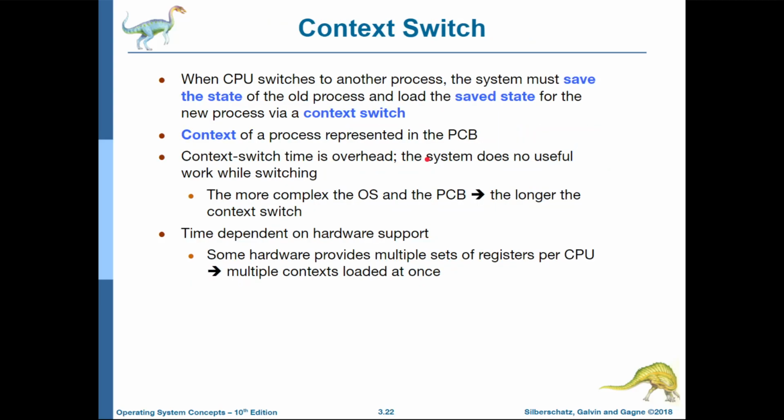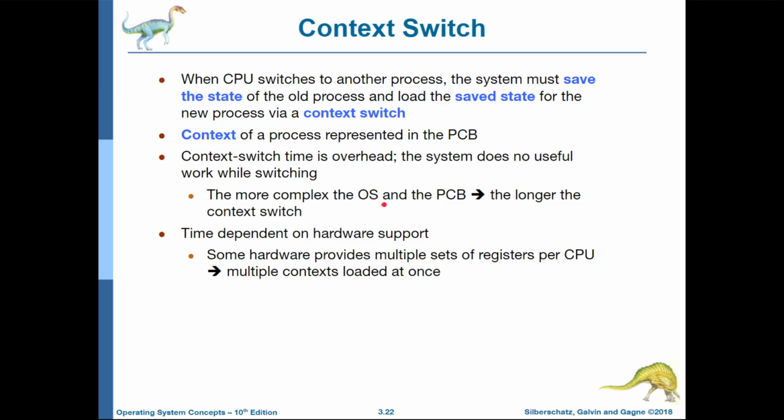So we talked again about context switch. A context switch is where we must save the state of the old process and load the state of a new process. It is represented by the process control block. But this is the important point here. Context switch time is overhead. The system does no useful work while switching. Context switches are necessary, but they are not a good use of CPU time.